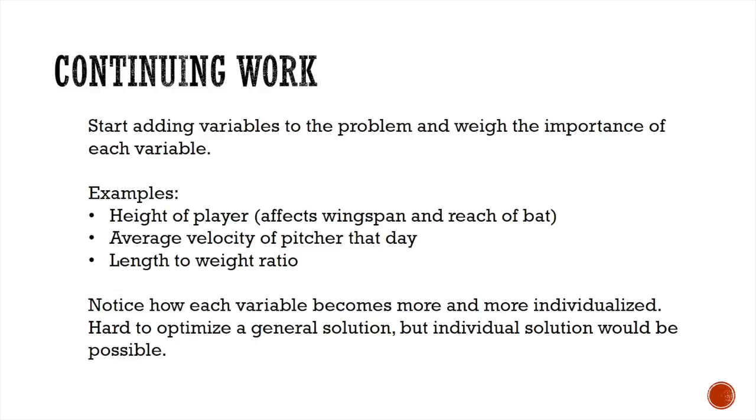So, continuing work, you have to start adding variables to the problem and weigh the importance of each variable. The problem is that each variable changes from person to person and cannot be generalized, as shown in examples like the height of the player, the average velocity of the pitcher that day, and the length to weight ratio of the bat. As I just said, each variable becomes more individualized, so it's hard to optimize a general solution, but individual solutions would be more possible.